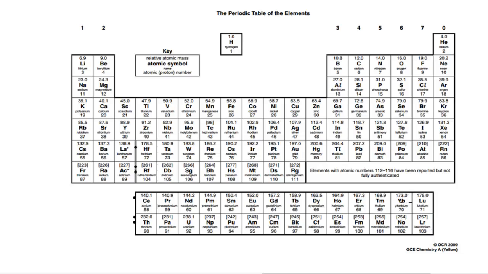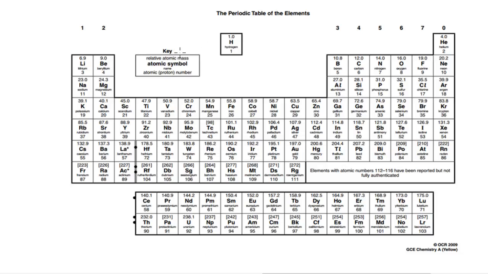In this video, I'm going to be looking at the trend in reactivity as you go down group 2 on the periodic table. So beryllium, magnesium, calcium, strontium, barium, and radium. So as you go down, I'm going to be looking at the trend in reactivity.